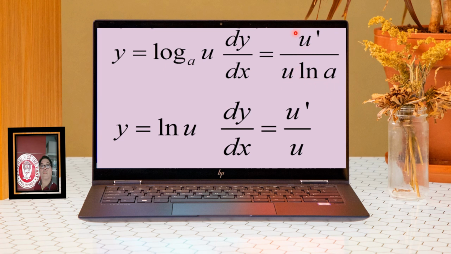Mas pinili ko pong kunin itong ganitong klaseng presentasyon ng formula dahil mas madaling maintindihan kaysa dun sa ibang form. Pero ito pa rin po yun. Ang pangalawa po is y is equal to ln of u. Ang derivative daw po nun is u prime over u. So, ito lang pong dalawang ito ang atin pong i-memorize, and we are ready to solve derivatives of logarithmic functions.